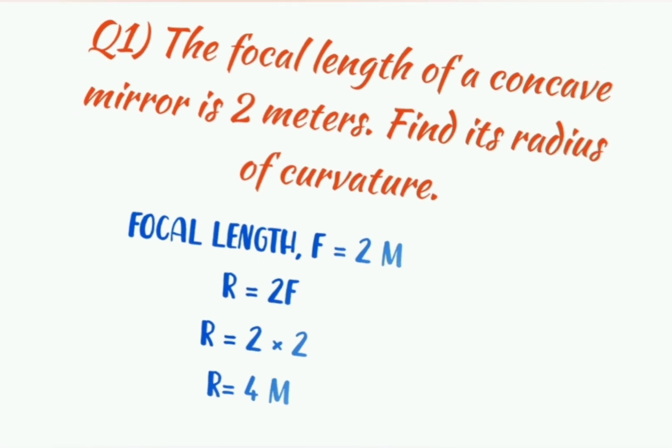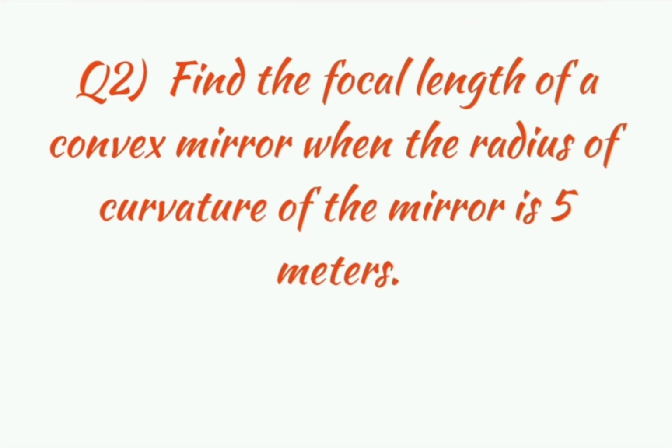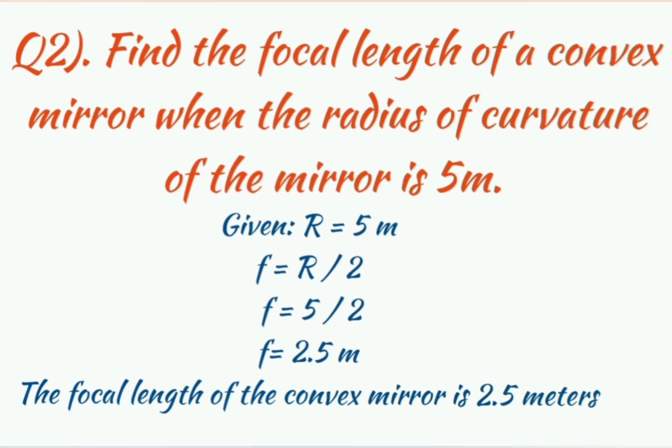Let me solve another numerical. Find the focal length of a convex mirror when the radius of curvature of the mirror is 5 meter. Here they have given the radius of curvature, and we have to find the focal length. R is equal to 5 meter. We know the formula: F is equal to R by 2, focal length is radius of curvature divided by 2. Substituting, F is equal to 5 by 2, which is 2.5 meter.